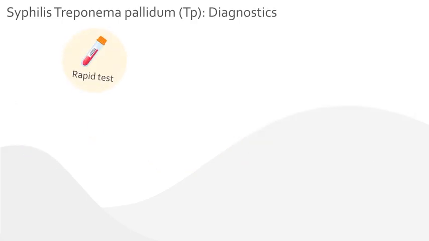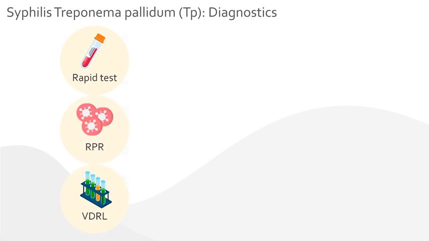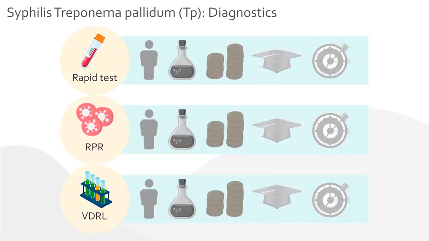Fortunately, there are several reliable diagnostic options for syphilis. Rapid tests that are treponemal tests, which detect antibodies to Treponema pallidum proteins, the causative agent for syphilis, offer advantages for more remote settings with small numbers of pregnant women and no laboratory.